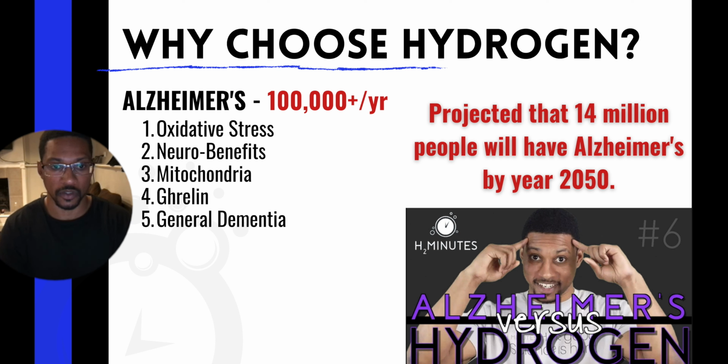Next would be Alzheimer's, which claims the lives of 100,000 plus people per year. It's projected that 14 million people will have Alzheimer's by year 2050. And we show that hydrogen has therapeutic potential by reducing oxidative stress, having neural benefits by improving mitochondrial dysfunction, by regulating ghrelin, and benefiting general dementia.